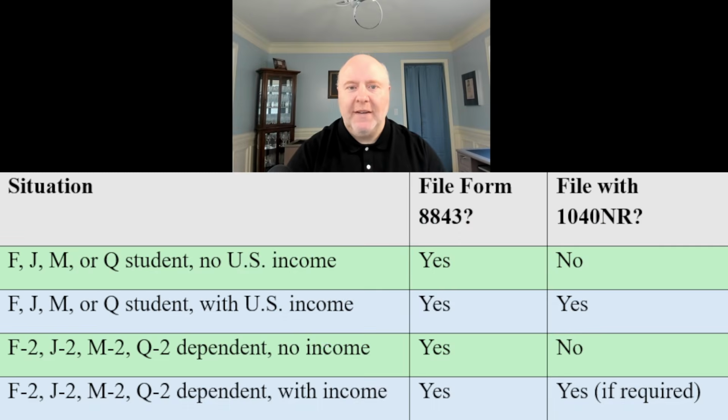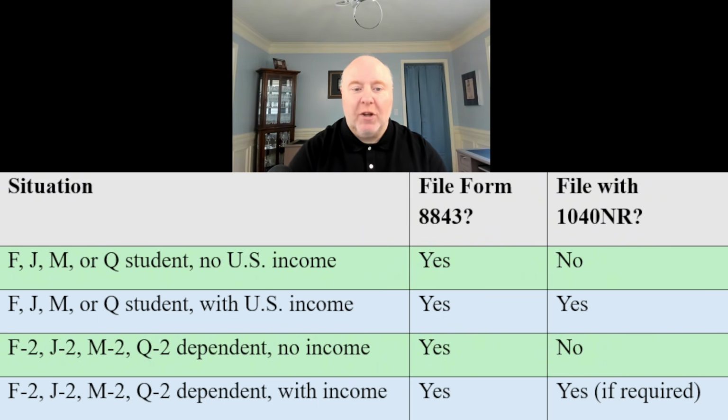All right, so let's take a look at the general filing requirements as to whether you're required to do an 8843 and also whether you're required to do a 1040 NR. Now remember, 1040 NR only applies if you made any type of income. So the first thing we're looking at is the situations, and on all these you're doing F, J, M, or Qs, although on the second part, we're looking at the dependents with or without income.